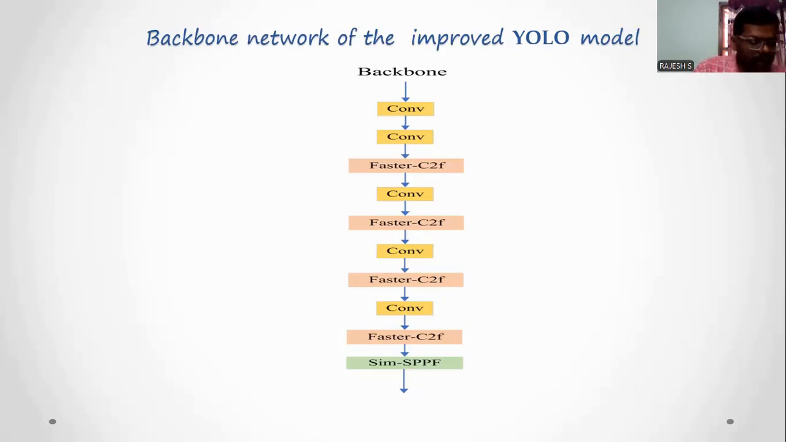So the overall explanation is that the image enters the backbone. It passes through convolution layers, then through the Faster CTF layer, and finally through the simplified SPPF layer, which combines everything.